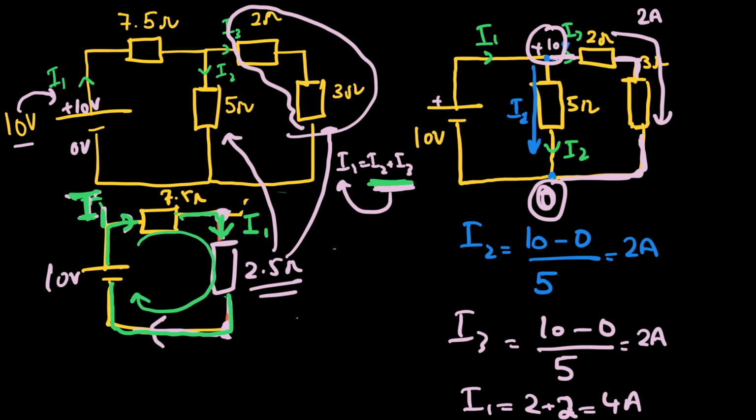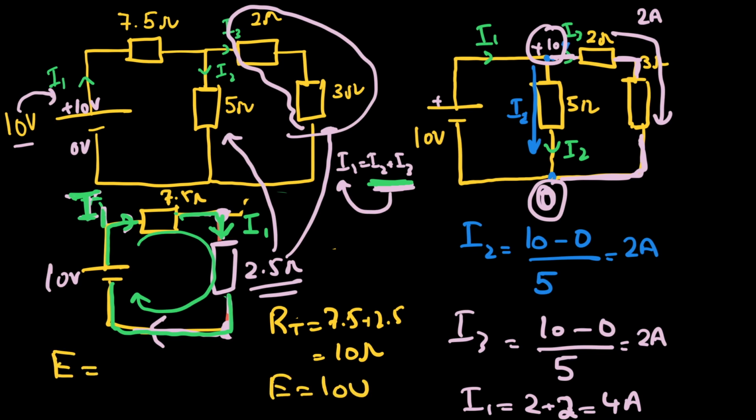And what is 7.5? Now what do you do? 7.5 and 2.5, are they in series or parallel? Ask yourself. The same current is going through them. So 7.5 and 2.5 are in series, definitely. Add them. What is the total resistance? The total resistance now would be 7.5 plus 2.5, that is 10 ohms. And what is the EMF? The EMF is 10 volts.